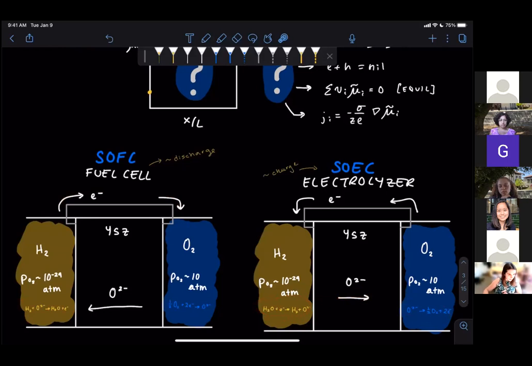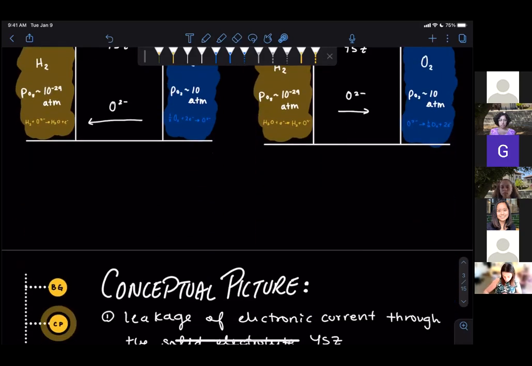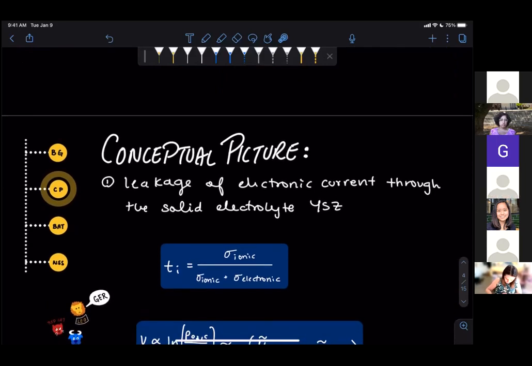So with that, let's jump ahead. And now that we kind of understand where things are going in the fuel cell, whether you're in fuel cell discharge mode or electrolyzer charge mode, let's think about what's actually going on with our electrons. So first, the conceptual picture of the electrons.